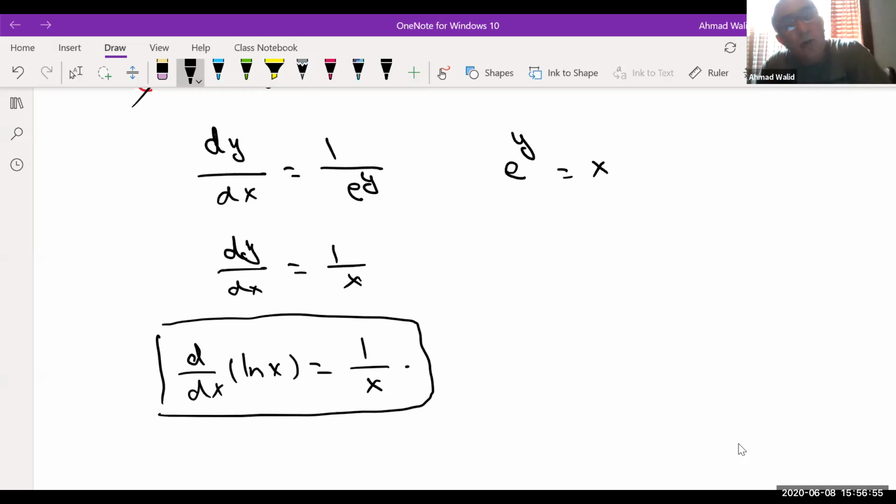Please do not be confused, because it will happen later that I will ask, what is the derivative d dx of 1 over x? Immediately students are saying ln x. No, we only know the derivative of ln x, which is 1 over x.